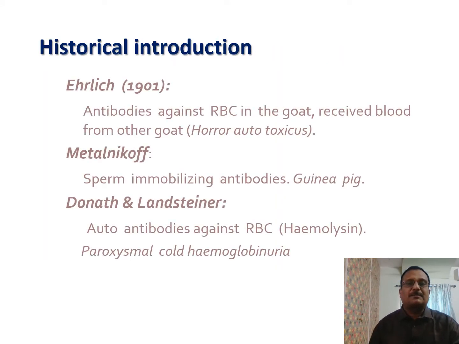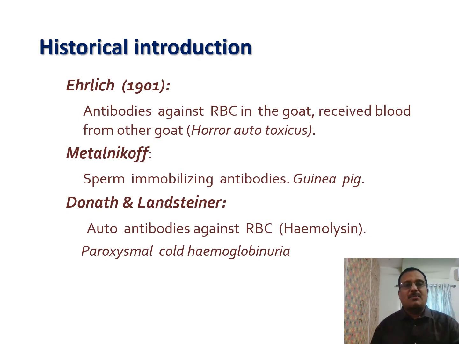The next one is the historical introduction to autoimmunity. Paul Ehrlich in 1901 first demonstrated antibodies against RBCs in a goat when one goat received RBCs from another goat, and he named it horror autotoxicus. Even though both goats are of the same species, the RBCs from one goat, when introduced into another goat, are responsible for severe hemolysis, and that was the name first given to this event.